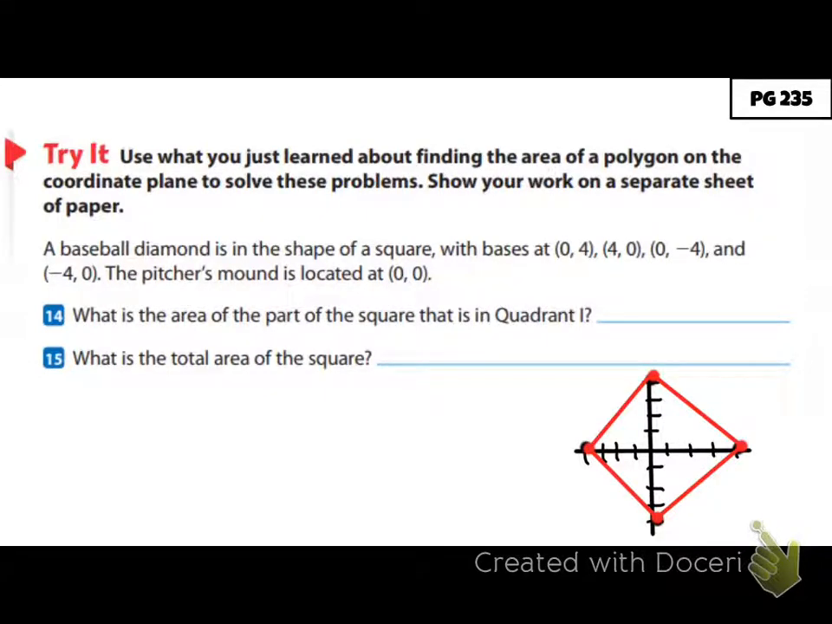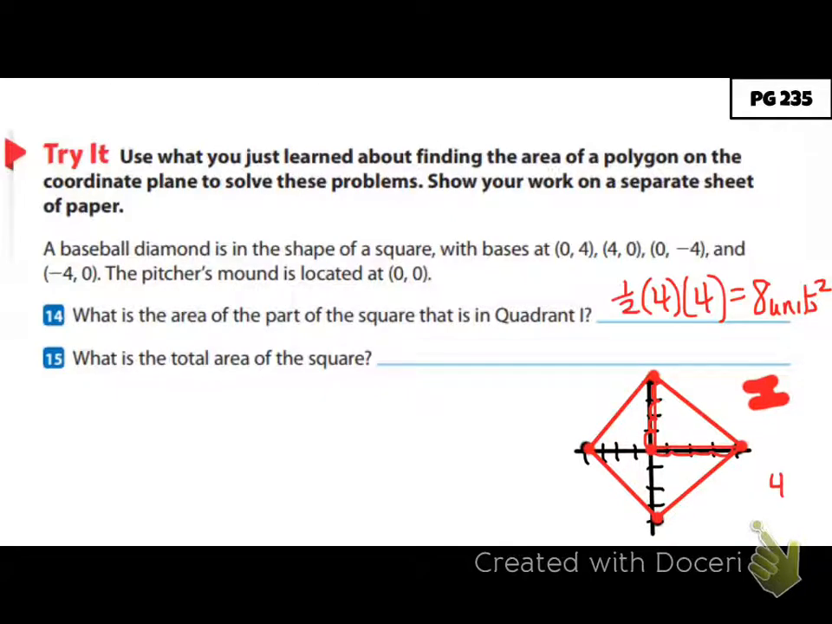Okay, so you can see here that I've taken the 4 points that are listed and I went ahead and drew out a rough sketch of the field. And then it says the pitcher's mound is located at 0, 0 in the middle. So it wants to know what is the area of the part of the square that is in quadrant 1. Quadrant 1 is located over here. So I have to find the area of this triangle right here. My base would be 1, 2, 3, 4. My height would be 1, 2, 3, 4. So I would do 1/2 times my base times my height. Half of 4 is 2. 2 times 4 is 8. So it would be 8 units squared.